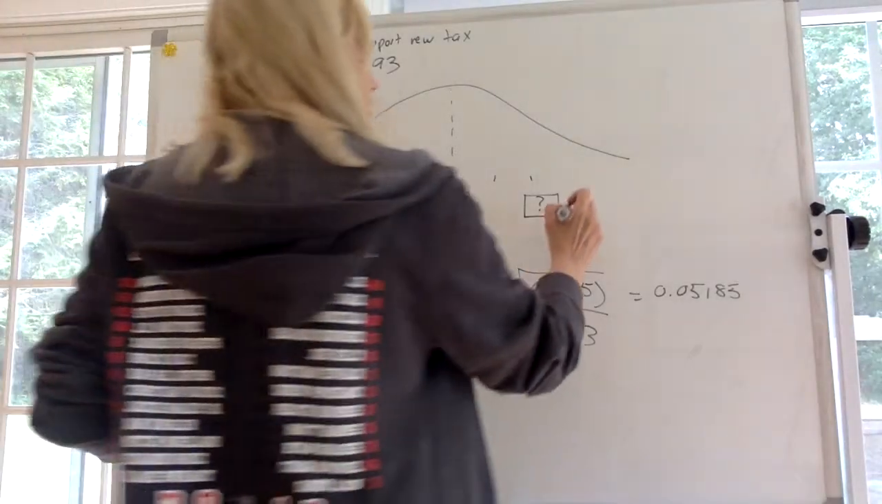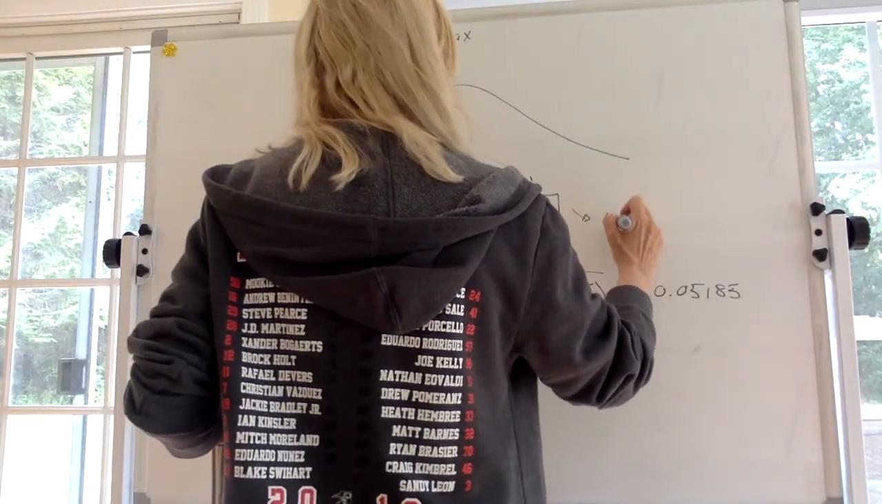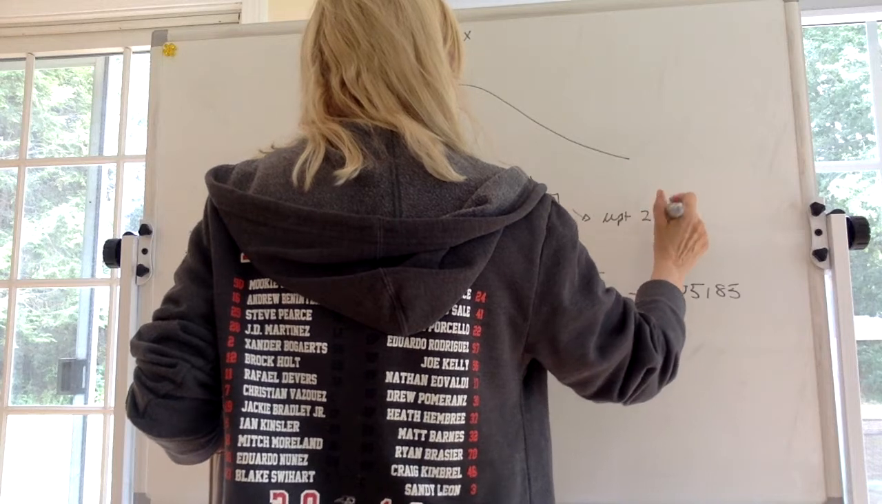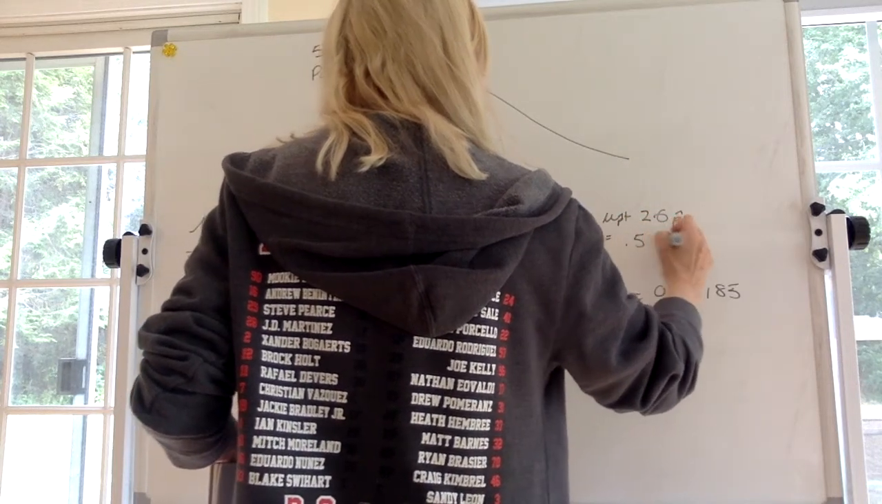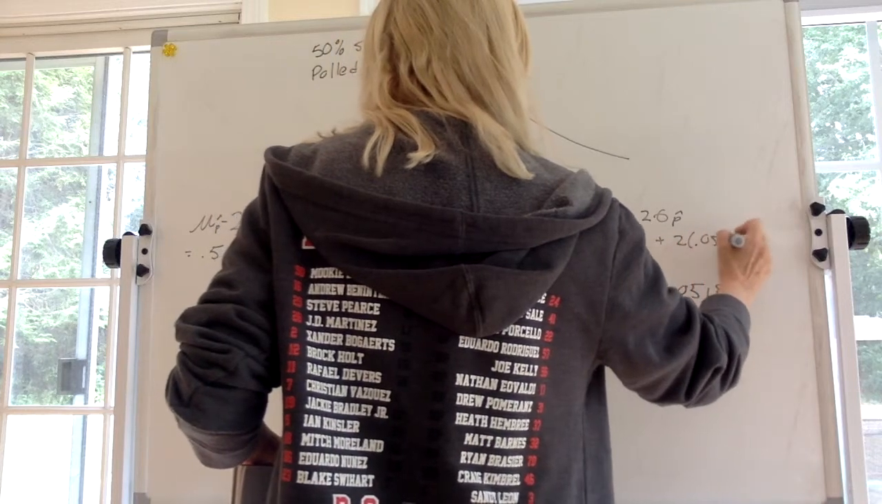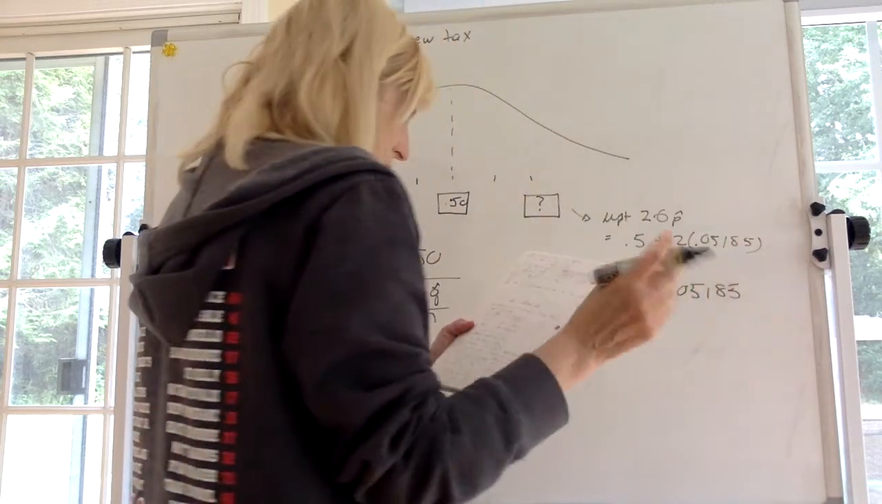And this one is the mean plus 2 standard deviations. So it's 0.5 plus 2 times 0.05185. And I got 0.6.